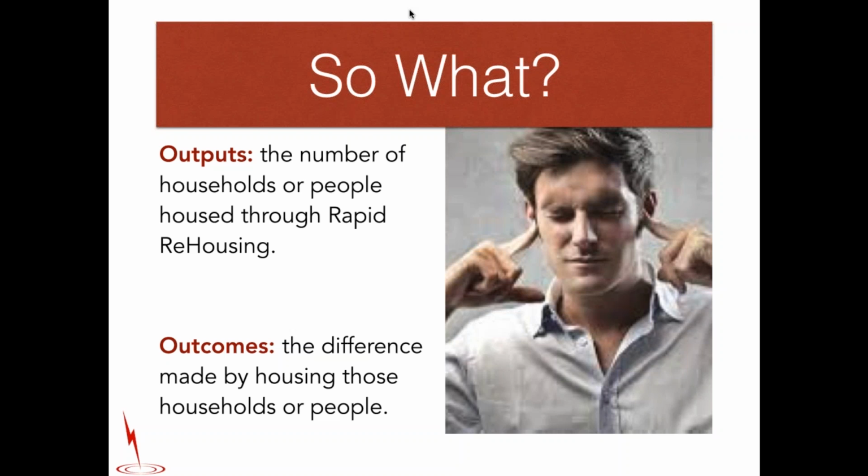Most of the time when we talk about evaluation and the sort of metrics that are talked about, we focus first on outputs. That's the volume, the number of households or people that are affected by a rapid rehousing program. But if you wanted to step it up a notch, you'd start to look at outcomes. What difference did any of this make? And if you start looking at outcomes, you come to a different realization relative to the effectiveness of a program compared to just a volume of people served.